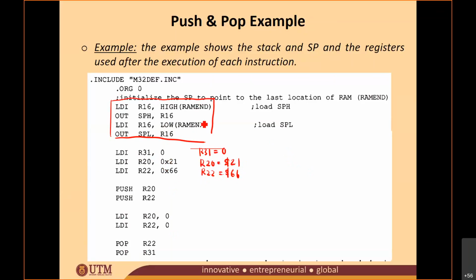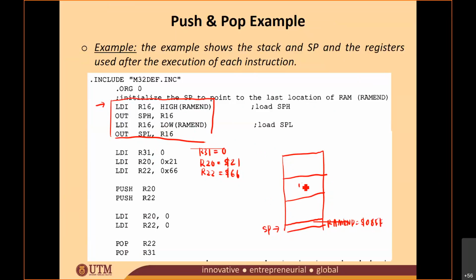Okay, for this kind of program, because we are going to use the stack pointer, I just draw my data memory. So this is my data memory. The first line here, what happened is after I execute these 4 instructions, my stack pointer points to this address, which is your RAMEND. So this is your IO, this is your GPR.